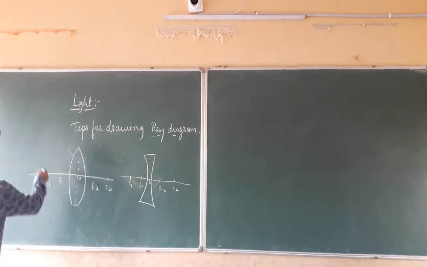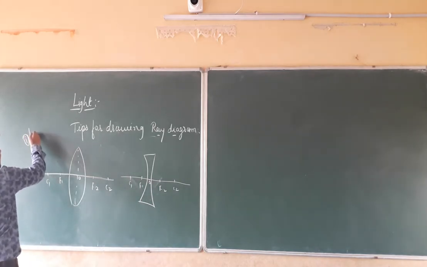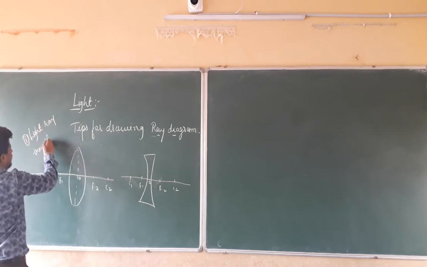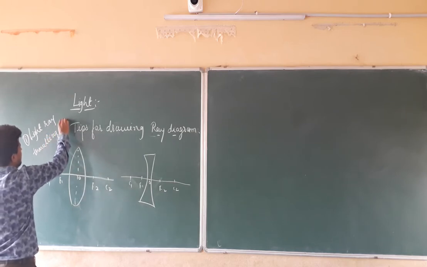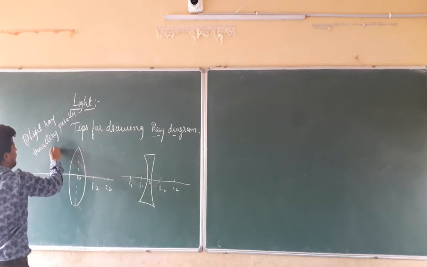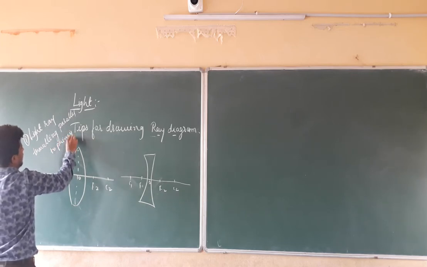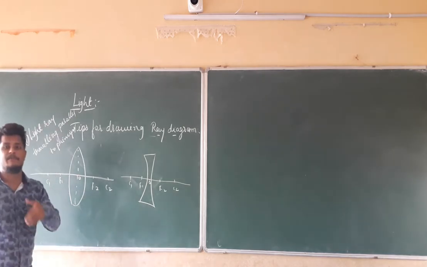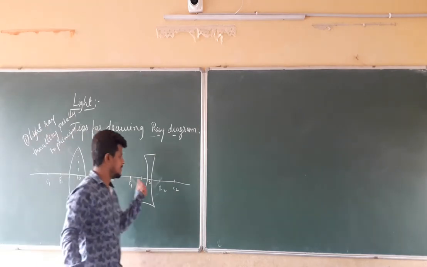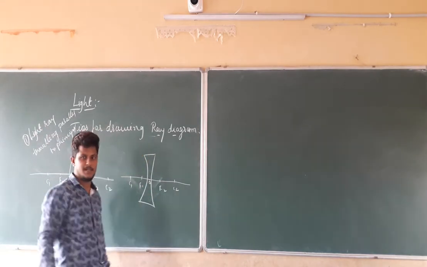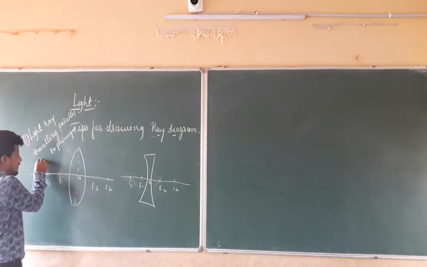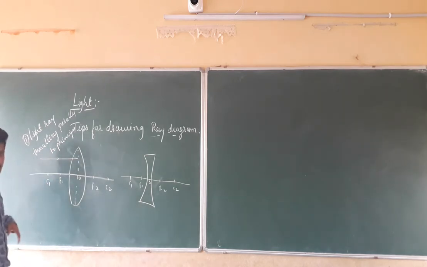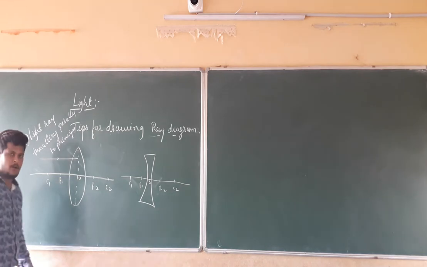So the first case is the light ray which is traveling parallel to the principal axis. In the first case, we are going to see that light ray which is traveling parallel to the principal axis. What happens to that light ray when it refracts from a convex lens, as well as when it refracts from a concave lens? So take the light ray which is traveling parallel to the principal axis. What will happen if you apply the laws of refraction?